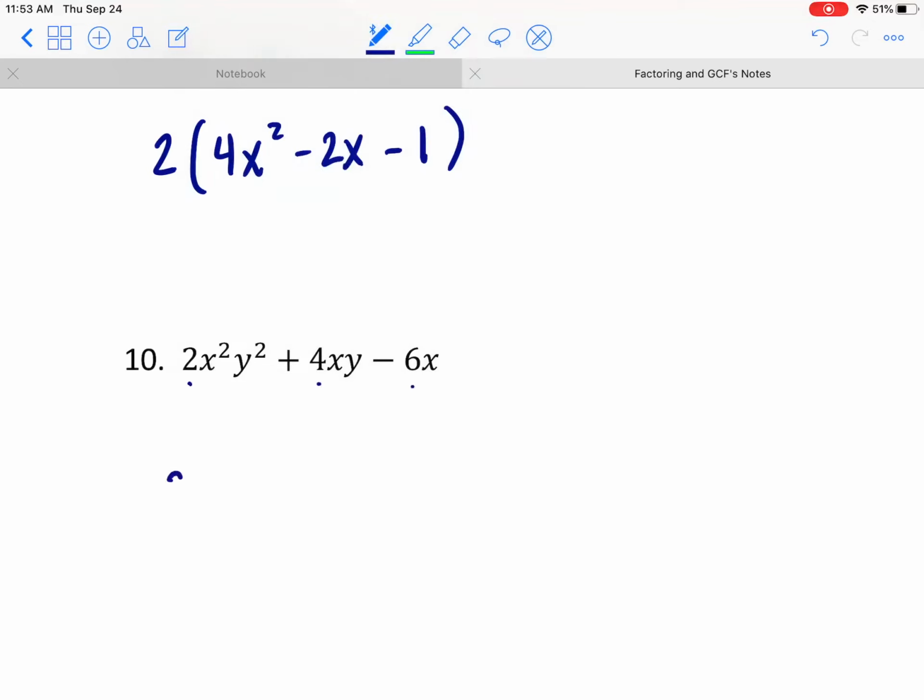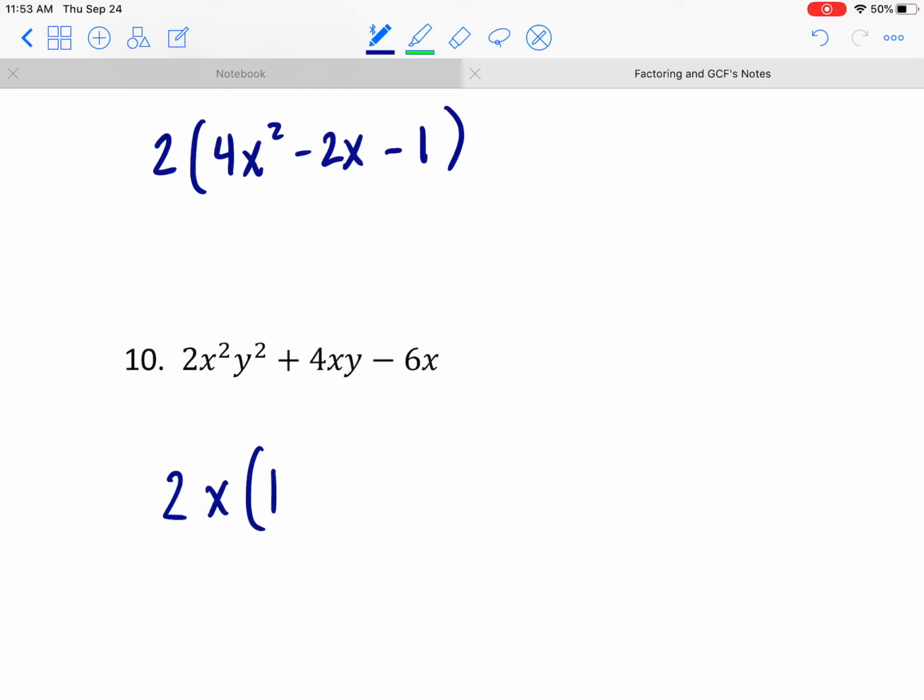Biggest number that goes into 2, 4, and 6 is going to be 2. And then I have 2 x's, 1 x, 1 x, so I can take out an x. Then I've got 2 y's, 1 y, but no y's over here, so I can't take any y's away from these terms. So just a 2 and an x.